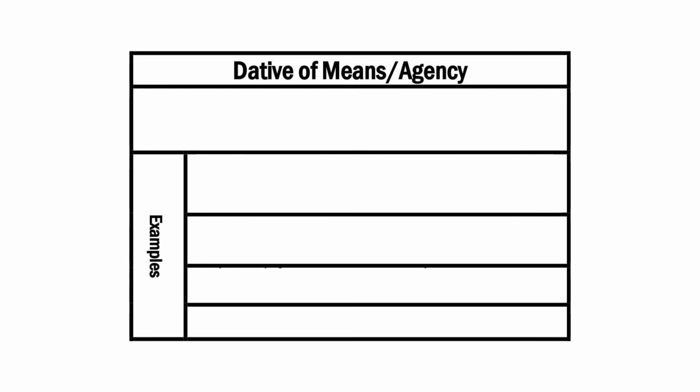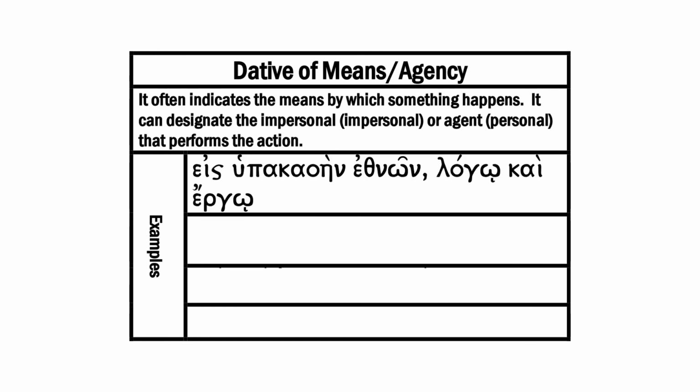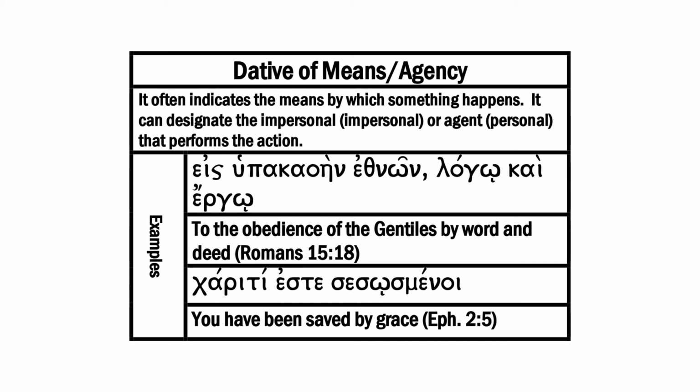Next is dative of means, agency. It often indicates the means by which something happens. It can designate the impersonal means or the personal agent that performs the action. Eis hupakoen ethnon logo kai ergo, to the obedience of the Gentiles by word and deed, Romans 15:18. Chariti este sesosmenoi, you have been saved by grace, Ephesians 2:5.